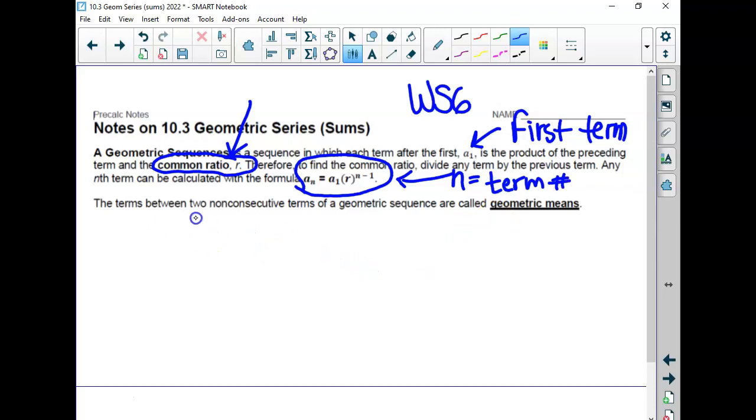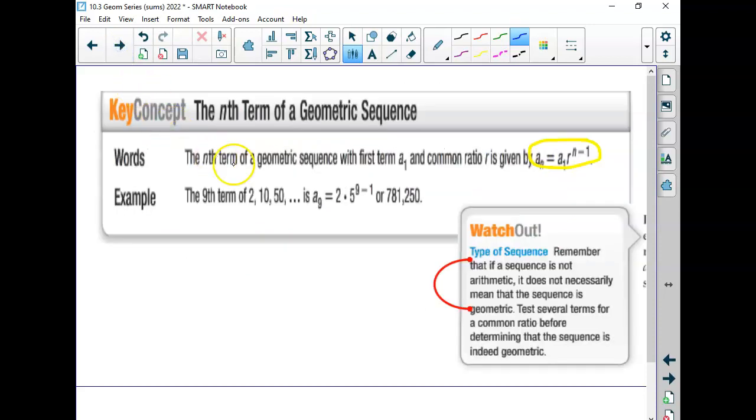When we have terms between two non-consecutive terms of a geometric sequence, they're called geometric means. Just like with arithmetic means, they're basically saying there's some missing terms. 2, 3, 4, 5 missing terms that we have to find, okay? Everybody good? All right.